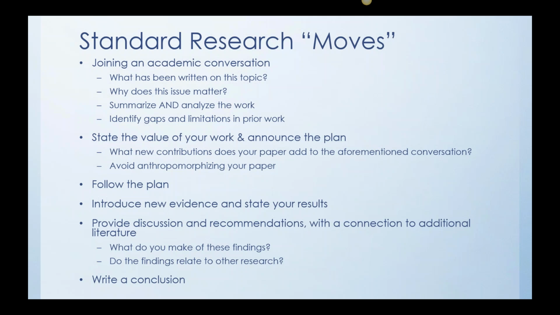In this move, writers will typically discuss what's been written on the topic, why the issue matters. They will summarize and analyze prior work that's been published, and then also identify some gaps and limitations in that prior work as well. So after that conversation has been written in the paper, authors then often move into the next move, which is stating the value of the current paper, the current research, and announcing the plan.